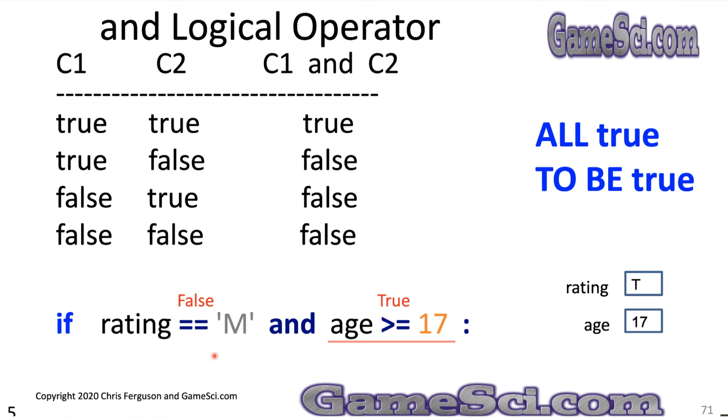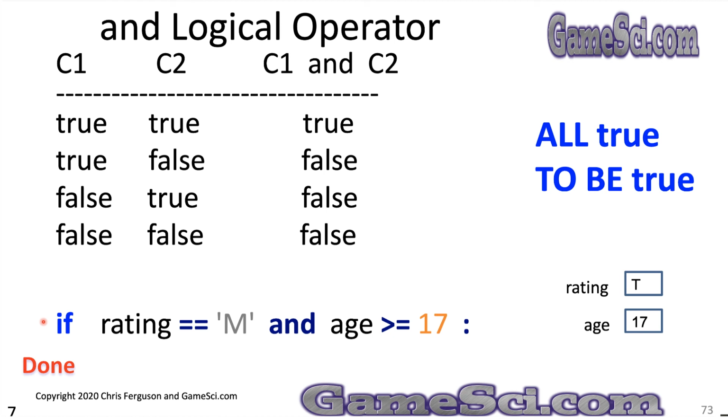Age greater than or equal to 17 is a true statement. 17 greater than or equal to 17 is true. However, since I have a single false input, guess what's going to happen? False, true evaluates to false. The overall evaluation of the AND, when you AND both of these values together, is a false result. That means this if statement evaluates to false overall, and the code indented below it will not execute.